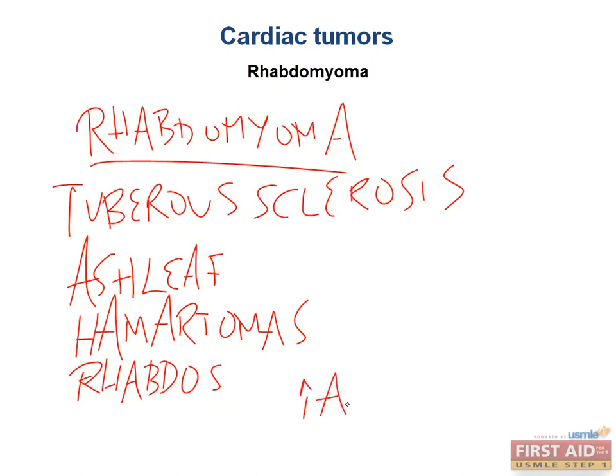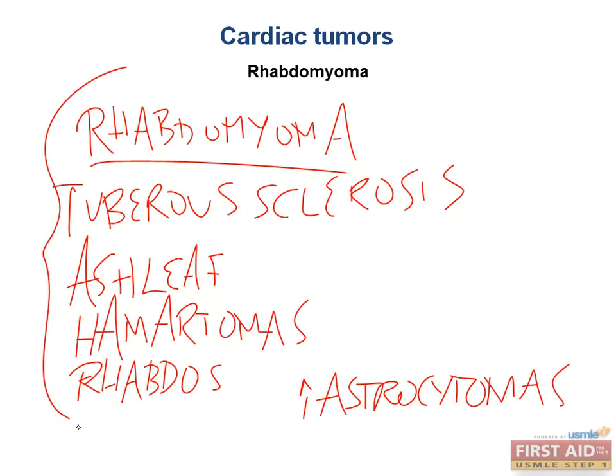And there's an increased risk for astrocytomas. So this is your clinical presentation that you will have in a vignette if you get a question about a cardiac tumor with a rhabdomyoma seen in the pediatric population.